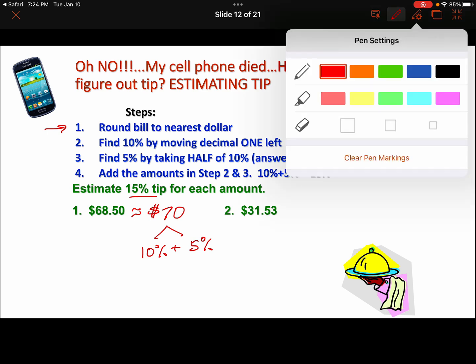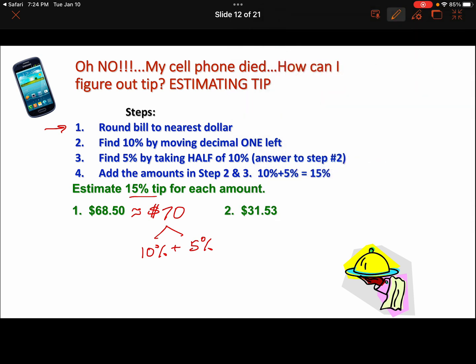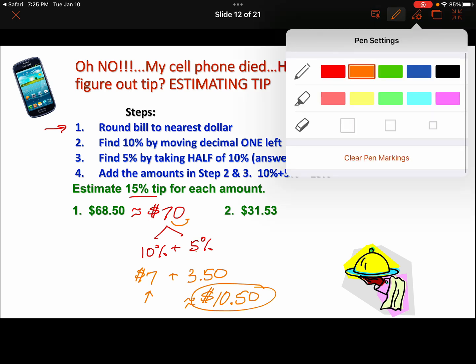So 10%, all you have to do mentally is take that decimal point and move it over 1. So 10% of 70 is just $7. And 5% is exactly half of 10%. So if 10% is $7, half of that would be $3.50. So to get the grand total, my tip would then be approximately $10.50. And this is something that we can do mentally in our head. Most people do, as we look at these type of questions.